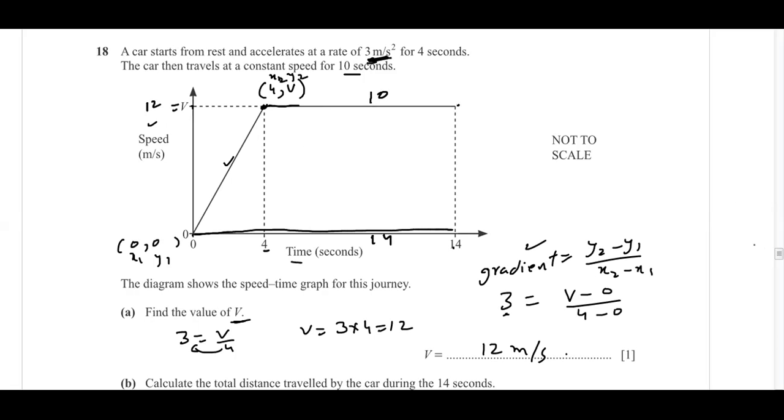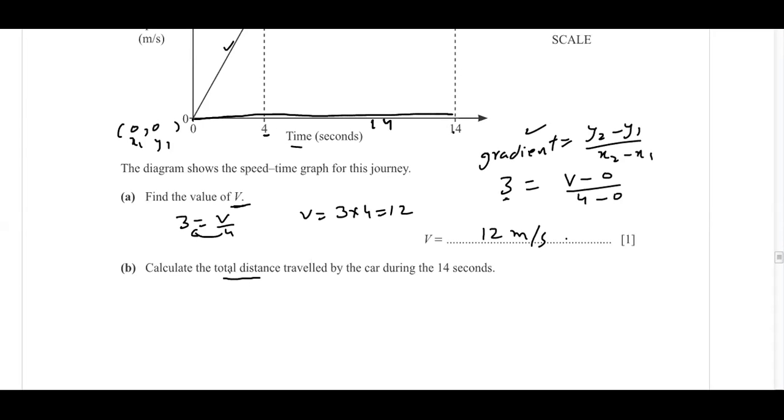So what will be the total distance? Total distance in a speed time graph is always, I will write, total distance is area under the curve.